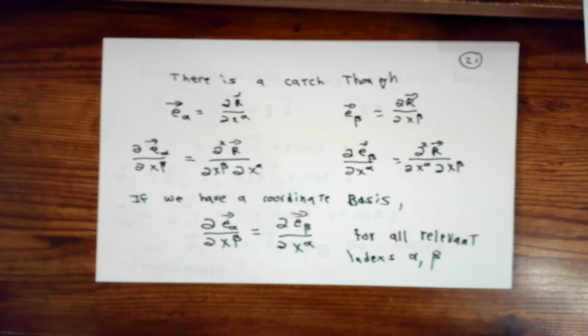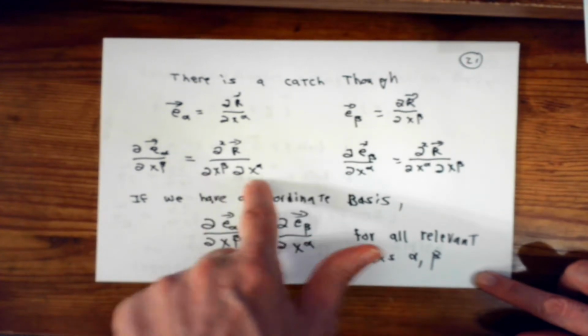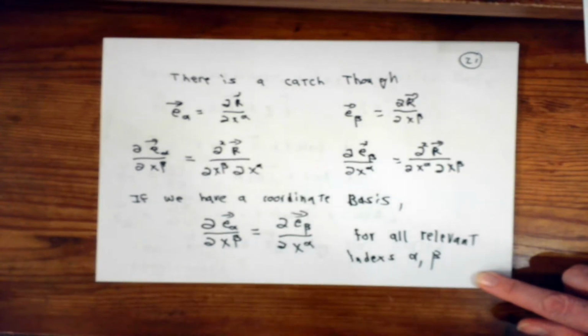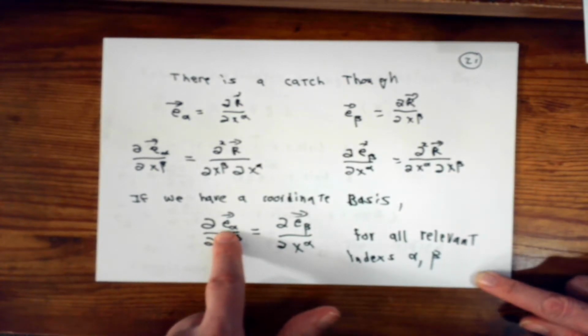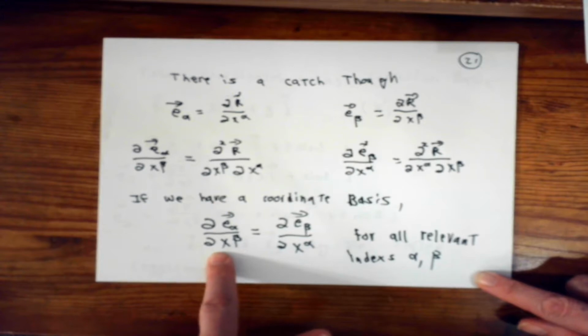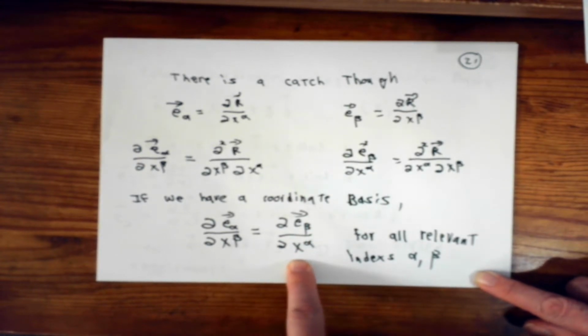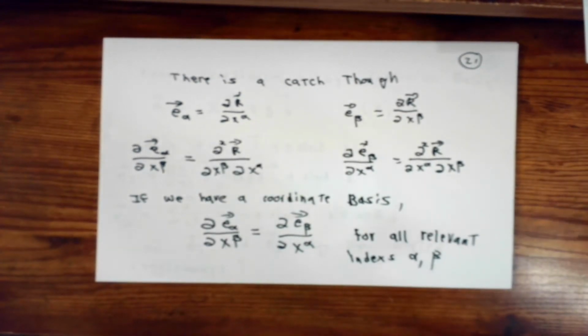When we do ordinary partial differentiation, which we're doing here, the order in which you differentiate doesn't matter, so it has to be true that partial of E alpha with respect to x beta has to be the same as partial of E beta with respect to x alpha. If this is not true, then whatever the basis that you're using is not a coordinate basis in the sense that we mean.